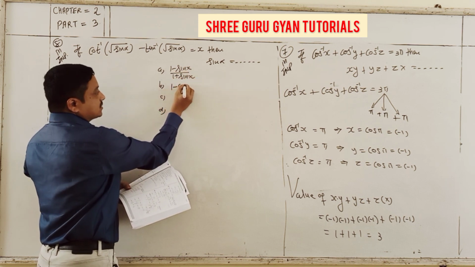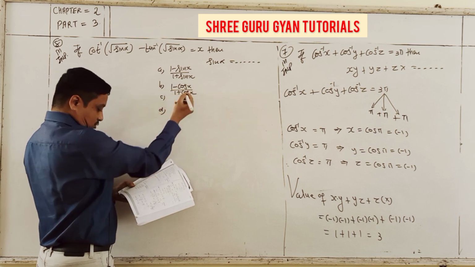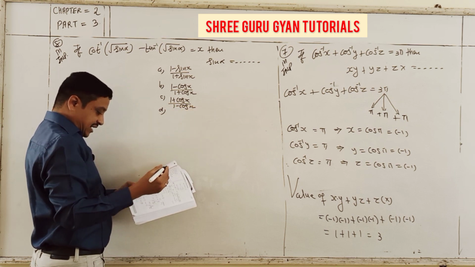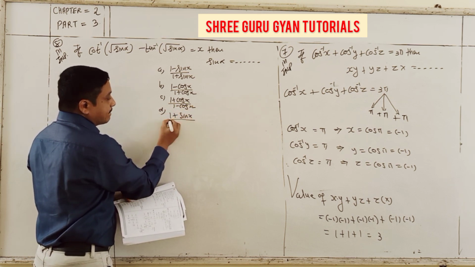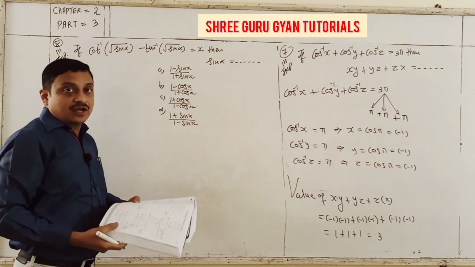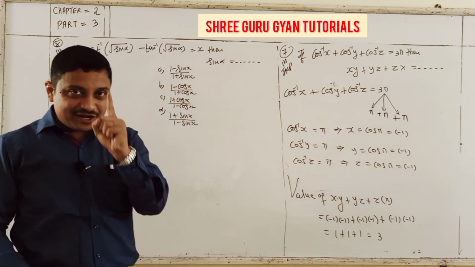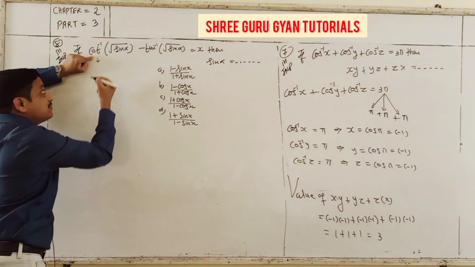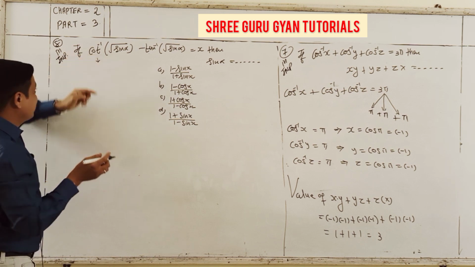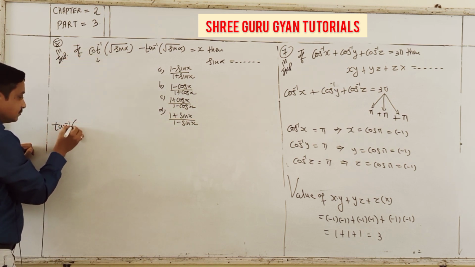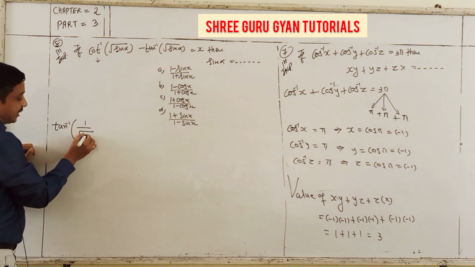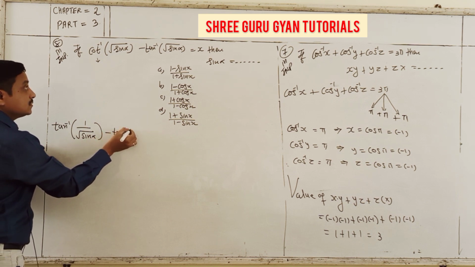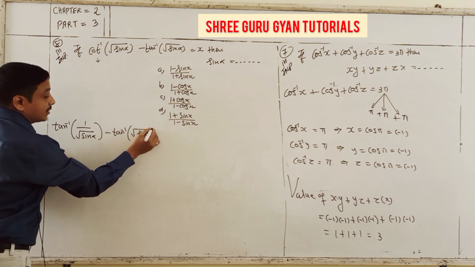The options: second, 1 minus cos, 1 plus cos, 1 plus cos, 1 minus cos, and last 1 plus sine, 1 minus sine. Now again I repeat, it is not an easy sum. This is a cot inverse and that is a tan. I prepare cot in terms of tan. So it is tan inverse of 1 by under root sine alpha. And the other one, under root sine alpha, is equal to x.